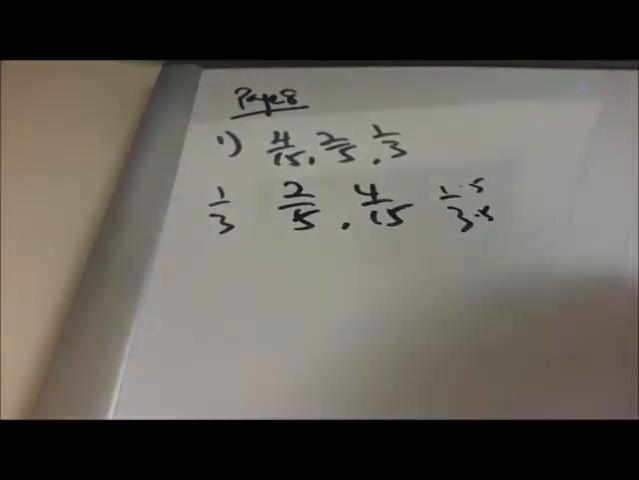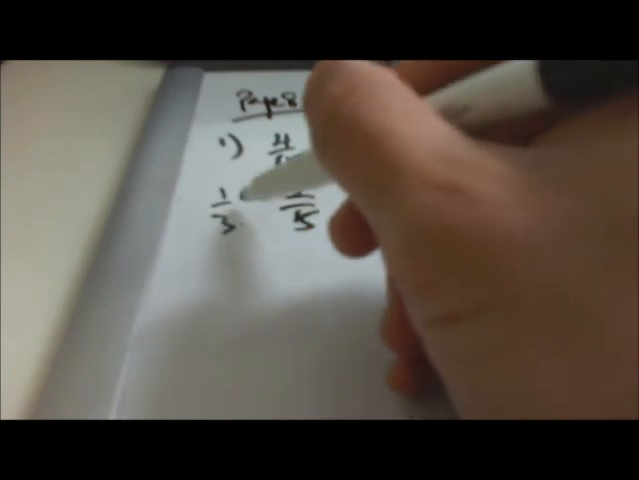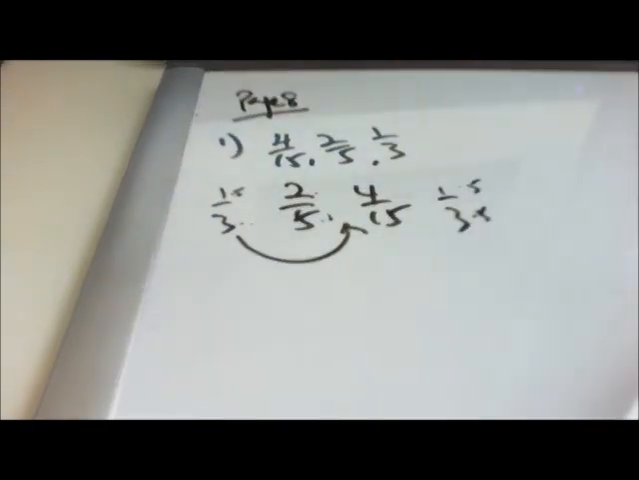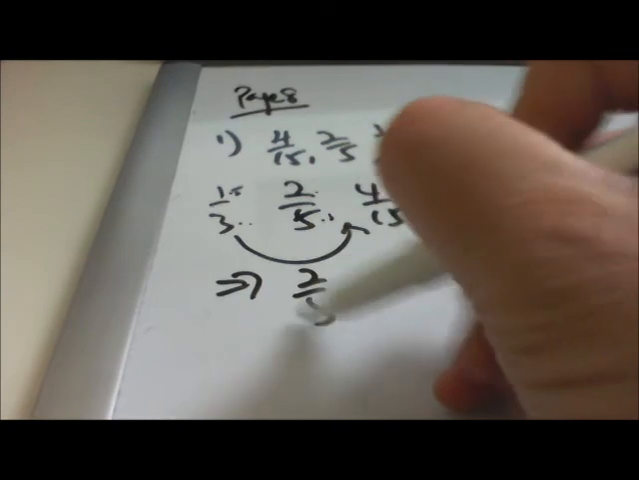Now I can compare 1/3 and 2/5. So times 5, you get 15, times 3, you get 15. So 1/3 is in between these two. So the actual answer is 2/5, then 1/3, then 4/15.